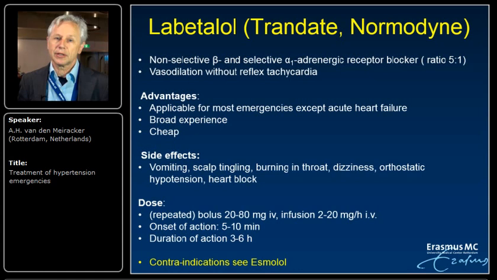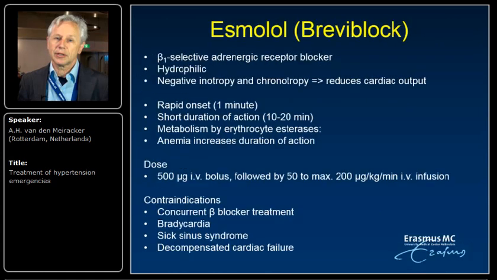There are some side effects, and you can give it as repeated dosages of 20 to 80 milligram, or as an infusion with a rate of about 2 to 20 milligram per hour IV. Onset of action is in about 5 to 10 minutes, and duration of action is about 3 to 6 hours. And there are contraindications, as I will show on the next slide. The contraindications are concurrent beta blocker treatment, bradycardia, sick sinus syndrome, and decompensated cardiac failure.